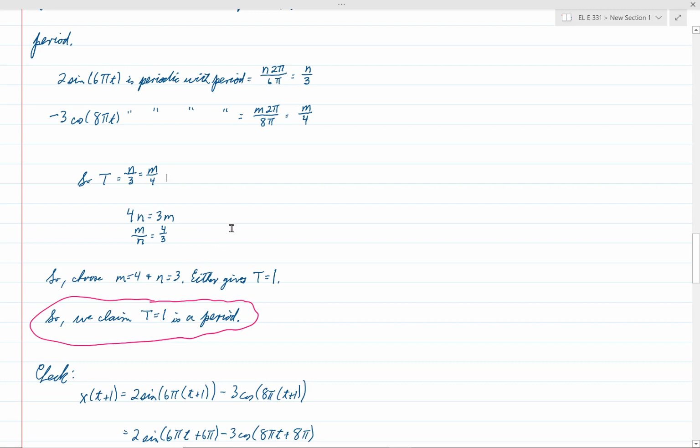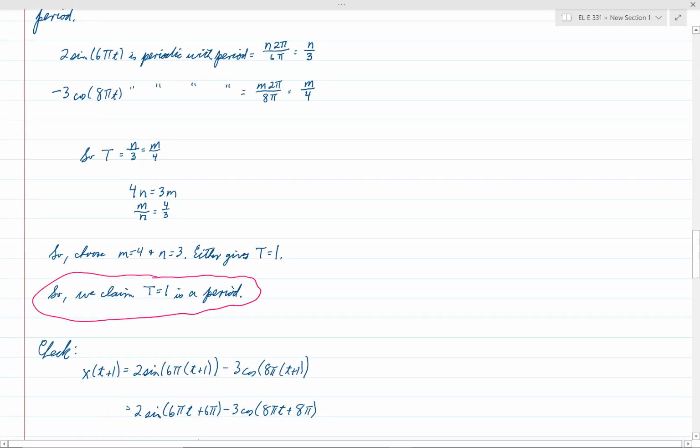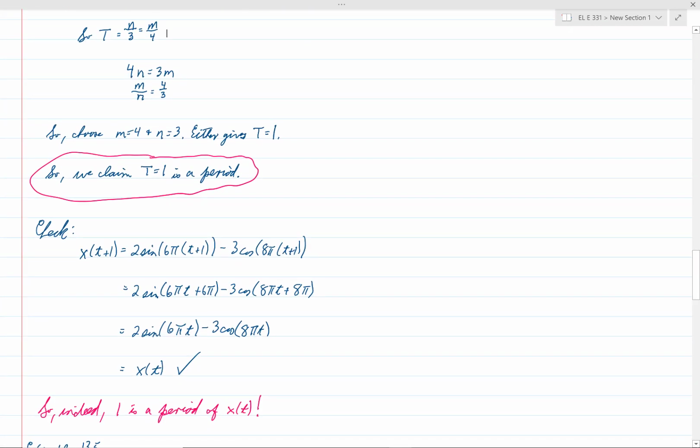Okay, if I plug in m equals 4, or if I plug in n equals 3, either one, it'll give me T equals 1. So either choice gives me T equals 1. So we're claiming that T equals 1 is a period of this function x of t. And I will check that. If it is indeed a period, then x of t plus 1 should be equal to x of t. So let's check and see.